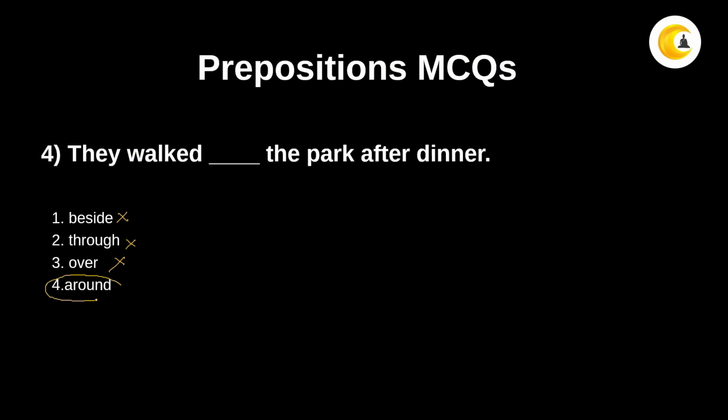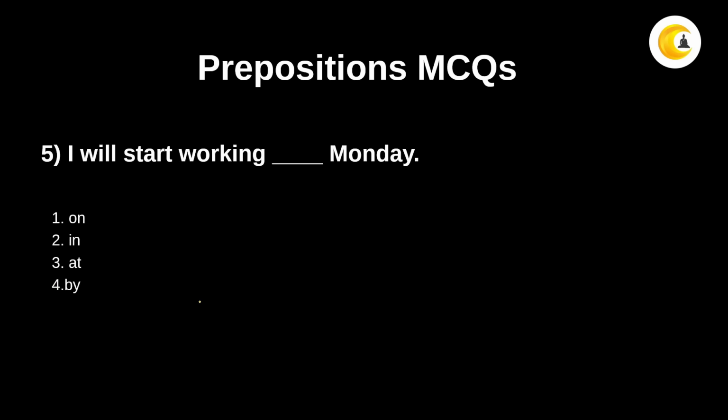They walked around the park. Now this makes sense, that if this is a park, then they started to walk around the park. They took multiple rounds around the park. Okay. So this will come with around. That is answer option 4. Right. Moving to the next one.